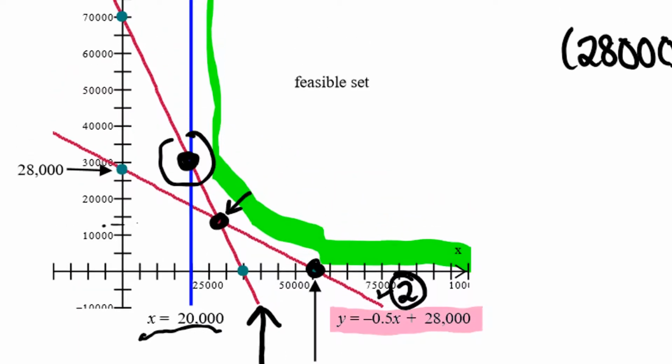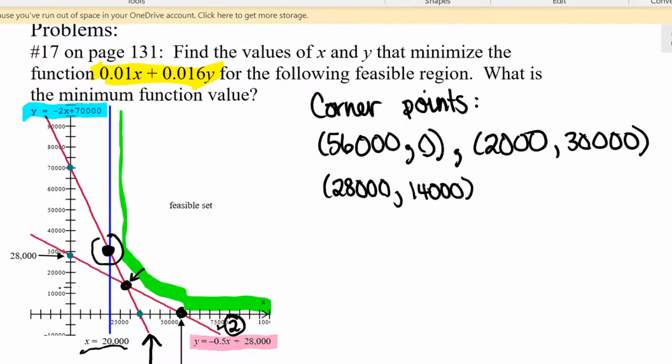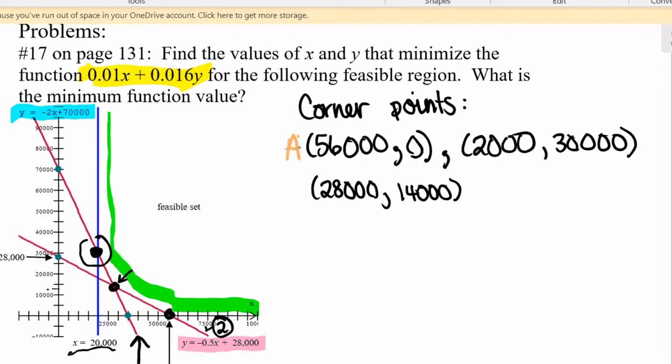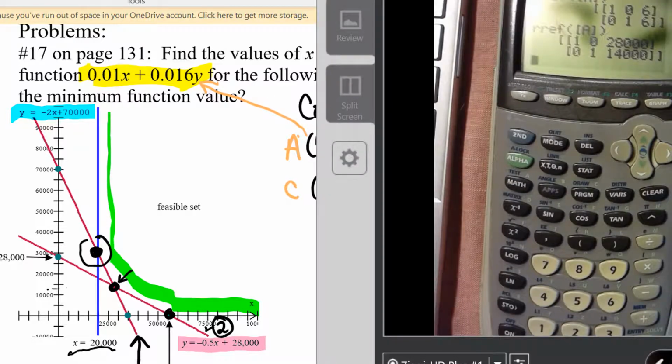Okay, and then we need to plug each of those 3 points into the objective function and see which one gives the smallest value. So instead of writing those points all over, I'm just going to label them as A, B, C. So if I plug A into the objective function, I'm just going to do that on my calculator. So the x was 56,000. So 0.01 times 56,000. And then the y was just 0. So I get 560.